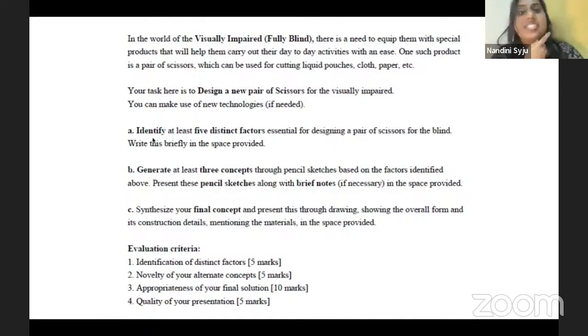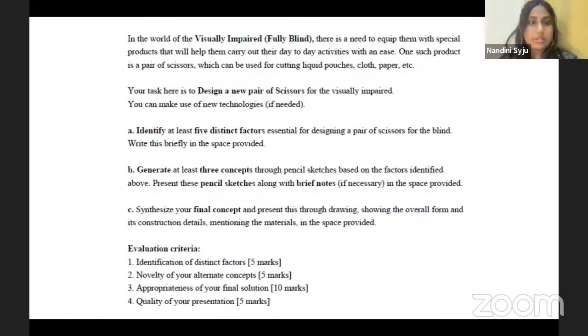Identify at least 5 distinct factors for designing a pair of scissors for the blind. Write this briefly in the space provided. So they are asking for 5 distinct factors. These can be 5 keywords or 5 attributes. Let's use the word attributes, and you have to write them briefly. So we can go with one heading and a one liner. Keep things precise. Please do not paraphrase these kinds of things, especially if they've given a number like 5. They are expecting something in a bullet sort of format.